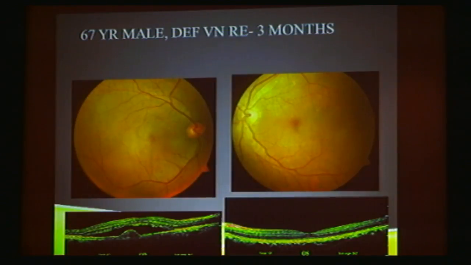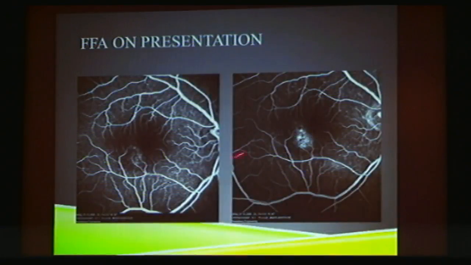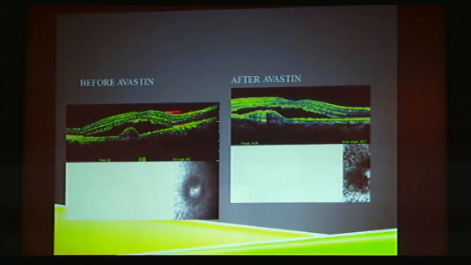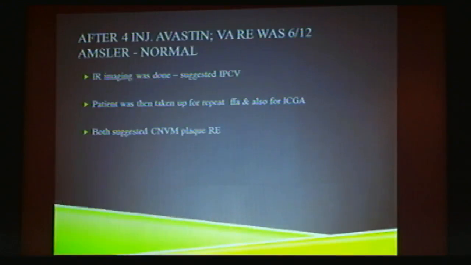Does ICG help in AMD at all? This is a patient who had right eye serous detachment with some exudation, some hemorrhages, and the fluorescein showed a kind of ill-defined lesion here, leaking. We gave him Avastin. This was the OCT picture. We gave him Avastin, and after a few injections of Avastin, there was no change at all, although the vision remained reasonably good.